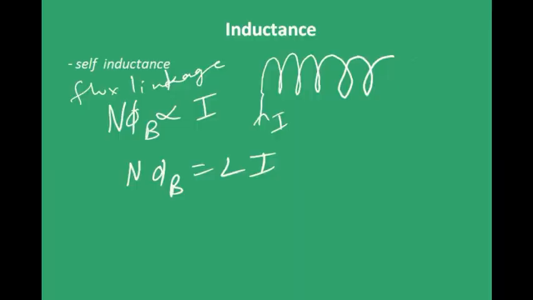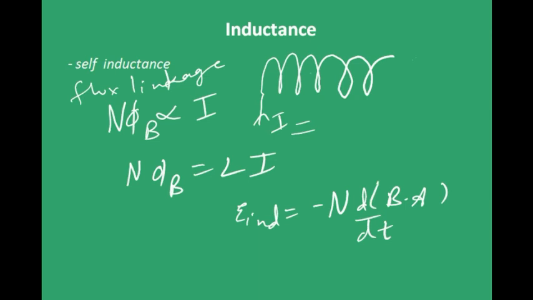If I pass a variable current, I mean the current which varies with time, then what happens? EMF is induced in each loop. Why? Because the magnetic field changes, right? And change in magnetic flux induces EMF, you know that. So EMF induced in all the loops will be minus N into d by dt of B dot A. That is nothing but flux, right? This is by Faraday's law.